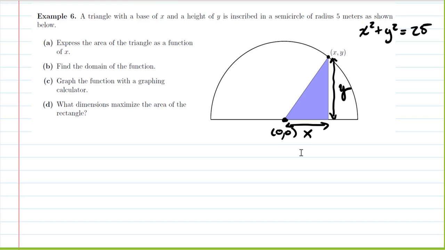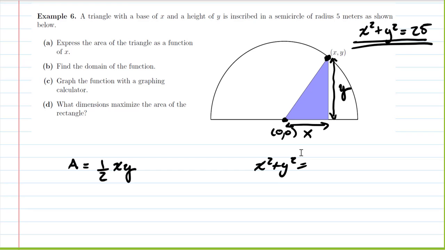on our triangle. So part A is really asking us to find the objective function. So the area formula for a triangle is 1/2 base times height, which is 1/2 x times y. But it wants us to express it as a function of x, which means we need to substitute out y. Well, what is it that is constraining this triangle? Well, it's the fact that this point is stuck on that semicircle. Well, the semicircle has the equation x squared plus y squared equals 25. This is going to be our constraint.